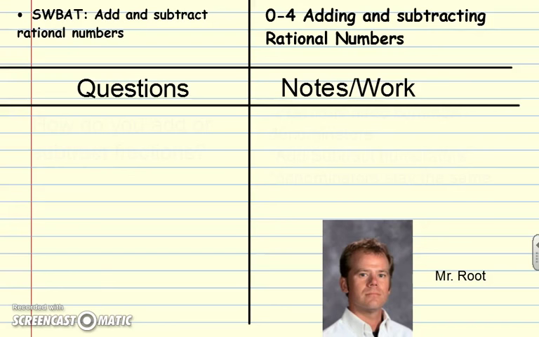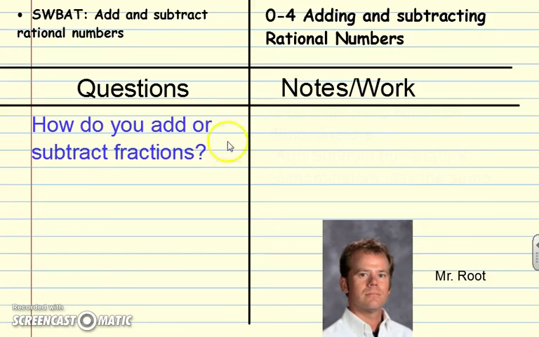Today we will be doing section 04, adding and subtracting rational numbers. At the end of the lesson, students will be able to add and subtract rational numbers. Hopefully you already know how to add and subtract natural numbers and whole numbers. We've learned how to add and subtract integers, and so today we're going to focus on adding and subtracting fractions.